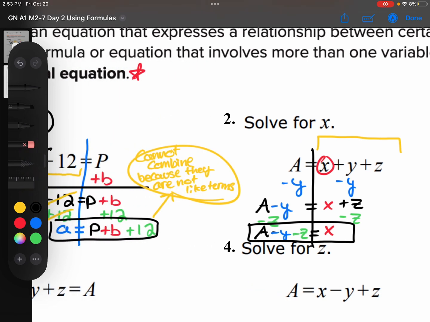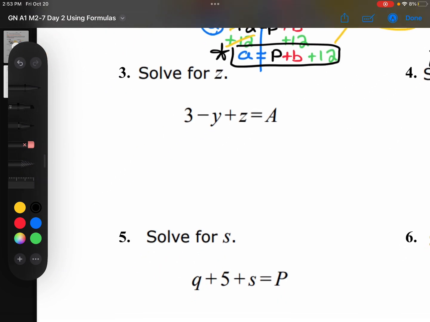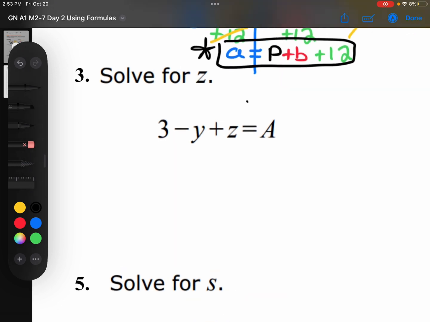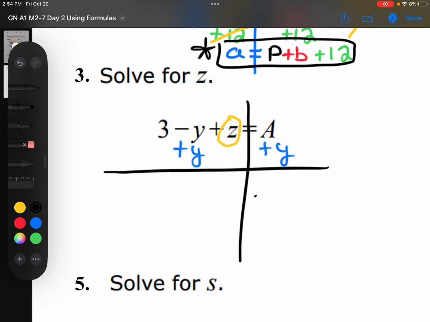All right, so moving on to number 3 now. We're going to solve for z. So I'm going to draw my line. Once again, I'm solving for z, so I'm going to circle it, and we need to get rid of everything else on that side. So what we need to do first is add the y over to both sides. Take it one step at a time. A plus y, they cannot combine, so it's just a plus y. And then we are left with, these are going to cancel.